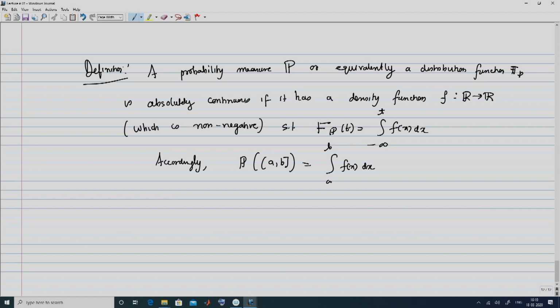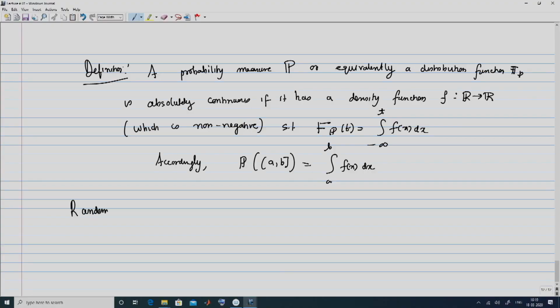Alright, so now that we have defined what the distribution function is and what the probability density function is, we are in a position to start talking about the random variable in the context of a continuous distribution. So, accordingly we revisit the random variable in this setup now.